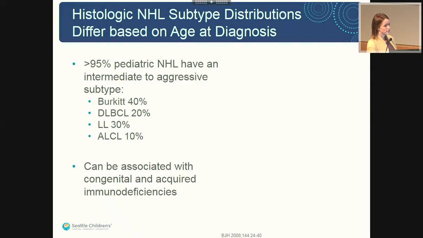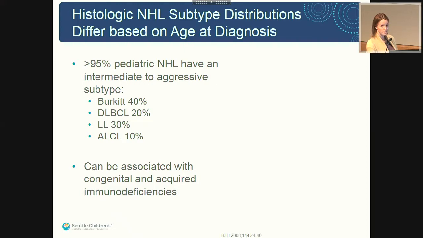Burkitt's and diffuse large B-cell, we think about interchangeably. We treat them on the same exact protocol. The only difference is that the Burkitt's have this cytogenetic c-MYC translocation, and the diffuse large B-cells do not. So that's 60% of lymphomas in the young age, and then the rest are mostly lymphoblastic, and then you have some of the ALCLs. So these are a lot less common.